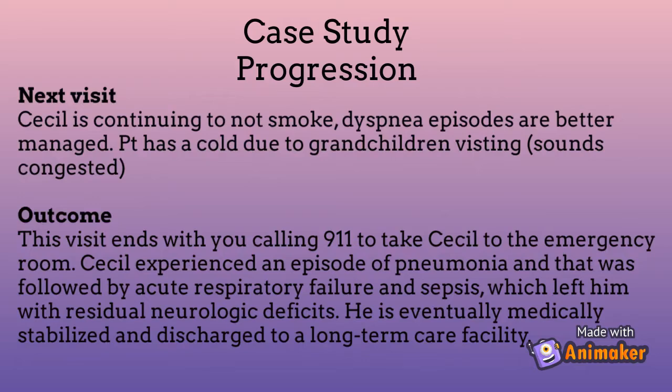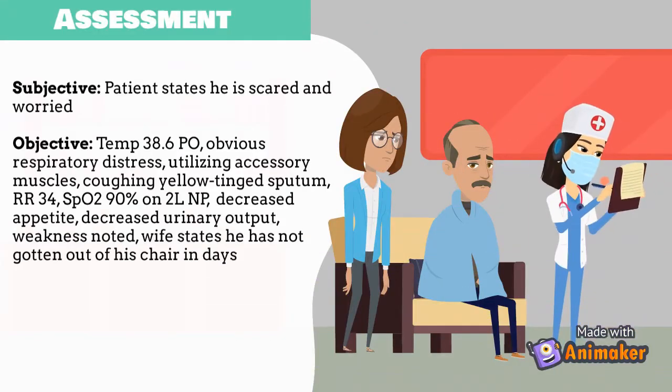The patient continued with smoking cessation and was able to manage episodes of dyspnea much better. The patient did have a cold and sounded congested due to his sick grandchildren visiting. After that, the outcome of the patient ended up with us calling 911 to take him to the ER. Cecile experienced an episode of pneumonia, and that was followed by an acute respiratory failure and sepsis, which left him with residual neurological deficits. He is eventually medically stabilized and discharged to a long-term care facility.